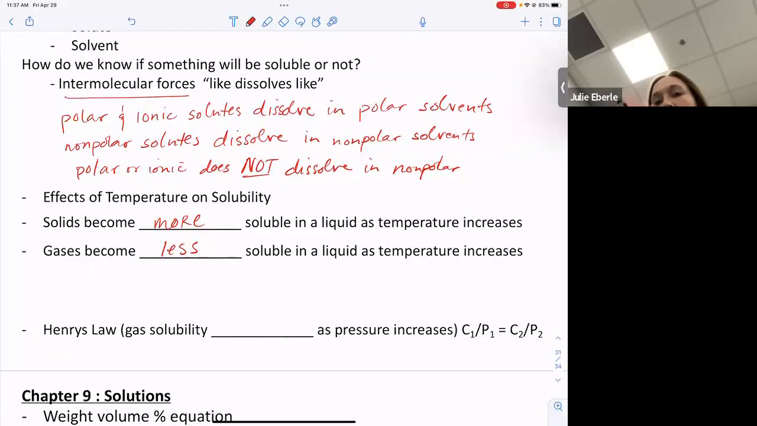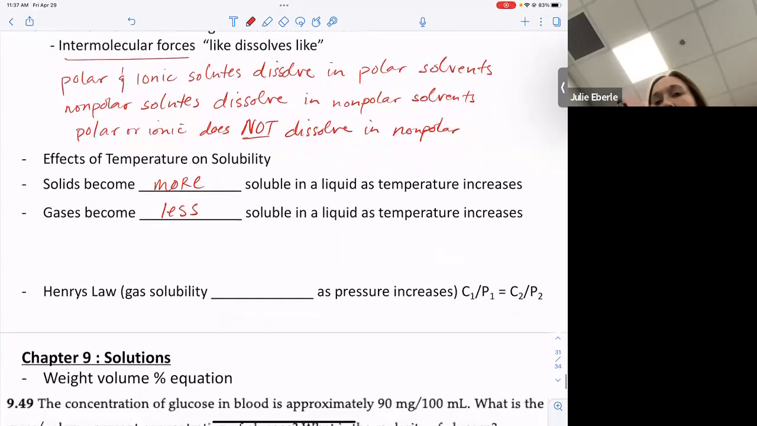Okay, but think about a gas in a liquid, a carbonated drink, CO2 dissolved in that liquid. The gas is more soluble when the liquid's cold. It's less soluble when the liquid's hot. It's really hard to get gases dissolved in hot liquids. And it's flat, no fizz. But you take it out of the fridge, it's really cold, then it has a lot of CO2 dissolved. Now there's pressure involved there too, because those cans are pressurized. But in general, gases become less soluble as temperature increases. Solids become more soluble in a liquid as temperature increases.